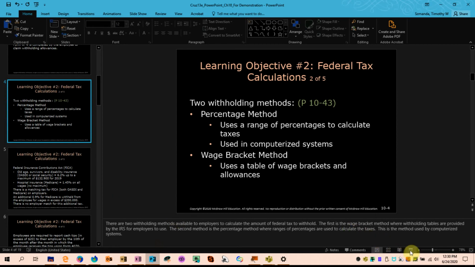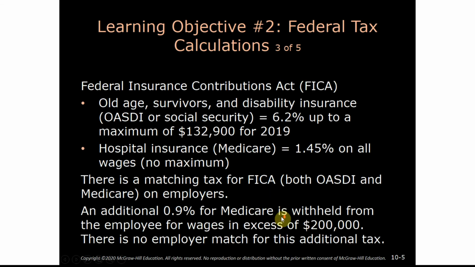All right, so continuing on then in our PowerPoint presentation here. When we look at what is withheld, most of us are familiar with the Federal Insurance Contributions Act, FICA, which is more commonly known by most of us as Old Age Survivors and Disability Insurance, OASDI. And it's 6.2%, up to $132,900 for 2019. This is usually adjusted annually or frequently. So $132,900 is the amount for 2019.